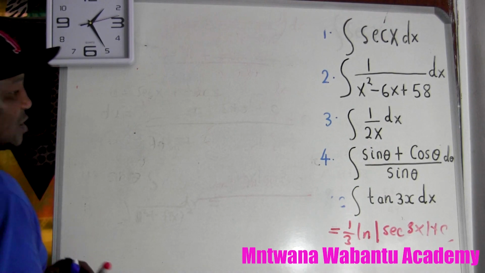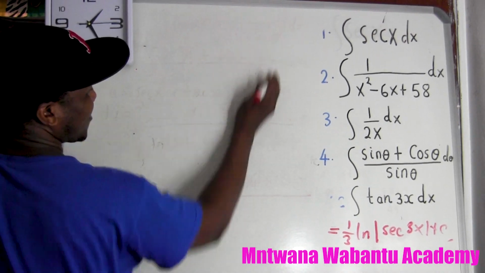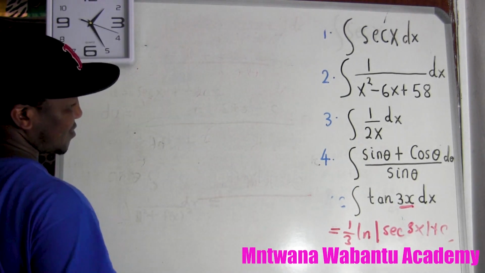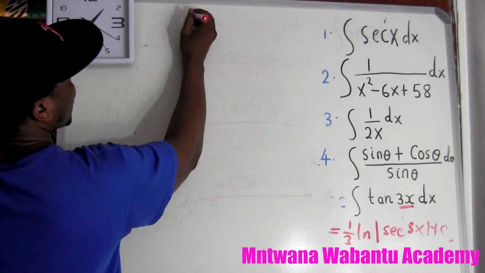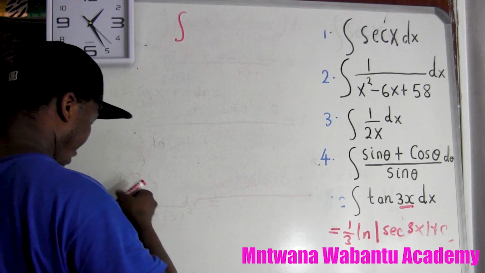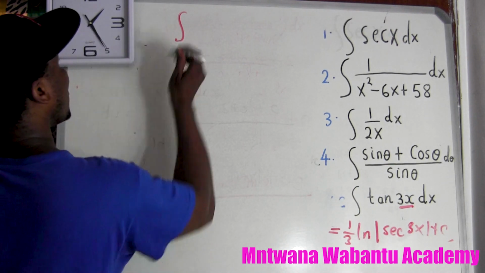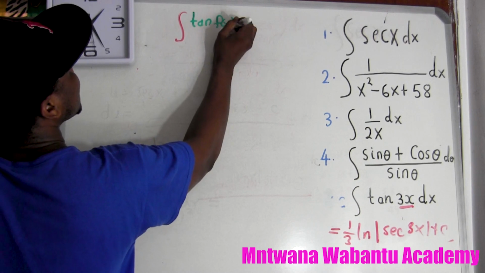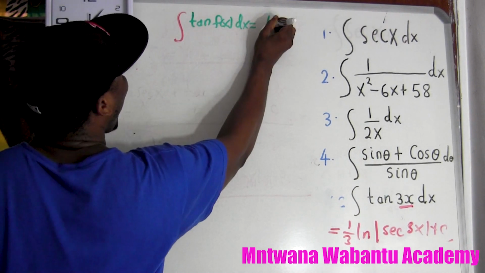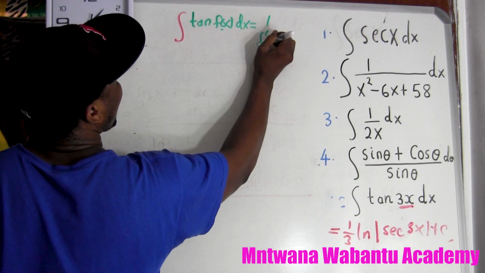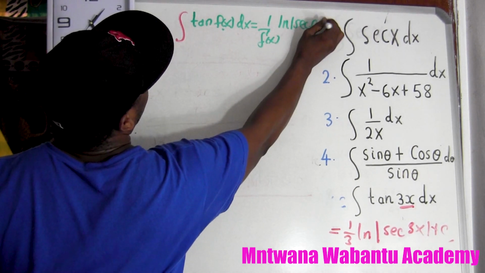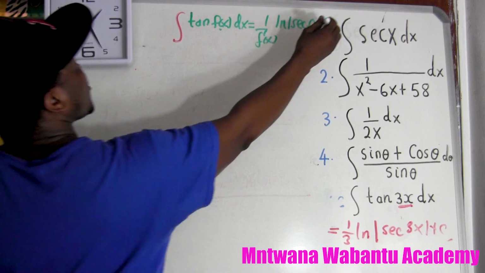So what you're going to do, you have to differentiate this. Come on, it's obvious. Because when somebody gives you the integral of tan of a function dx, this time I say 1 over the derivative of the function, and this becomes ln of sec of your function, plus a constant because we don't have limits.